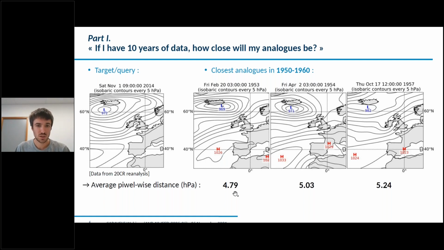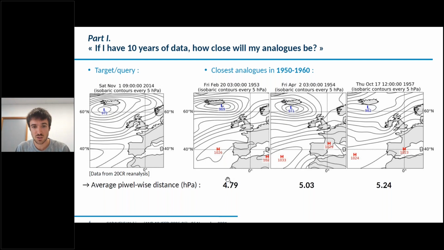Okay, and what I will focus on is what we use to estimate the reproducibility, as Romain introduced before, between these fields: the Euclidean distance. And if you take it, you can transform it into an average pixel-wise distance, so it's in hectopascals.